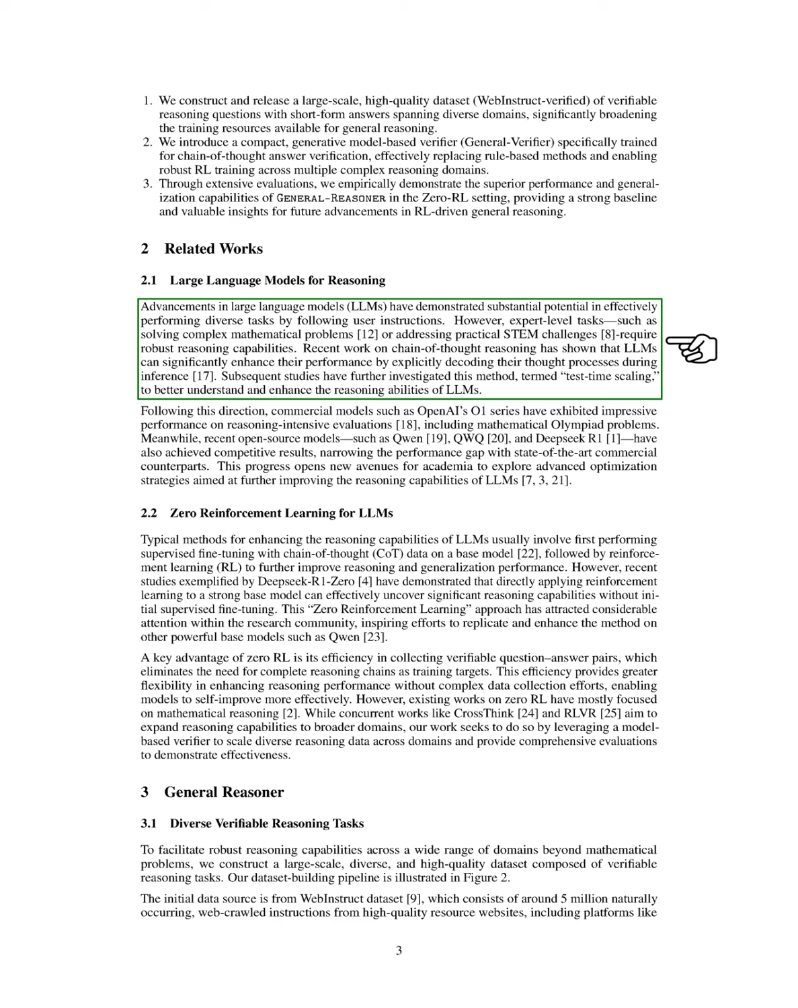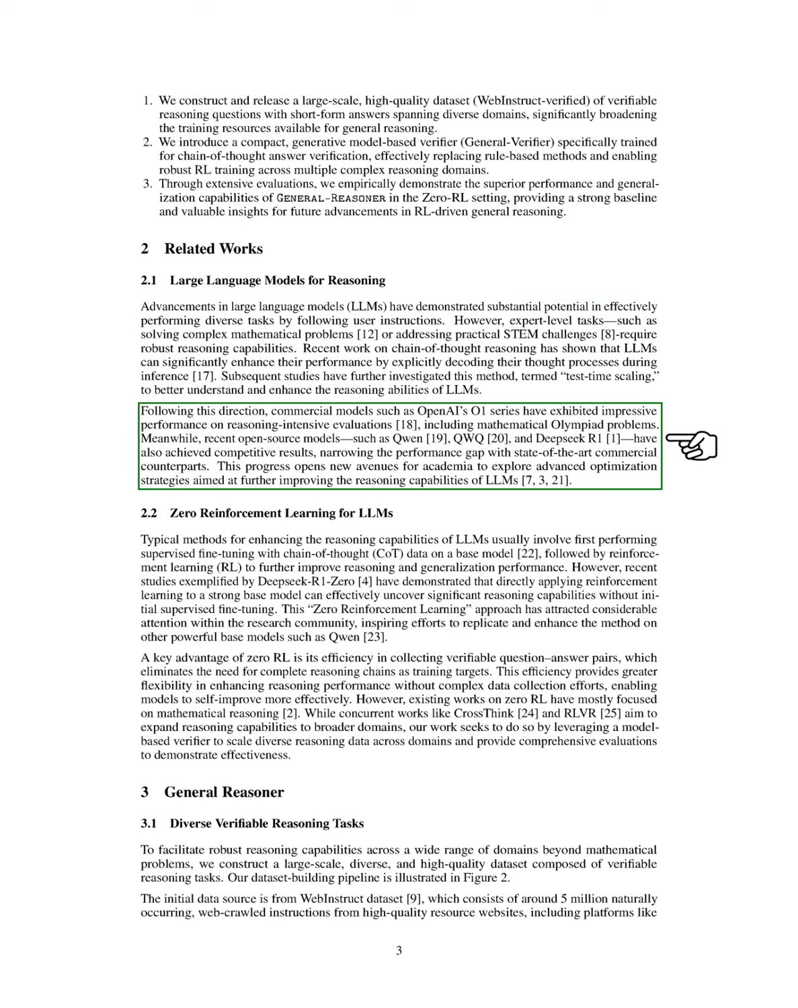Recent research on chain-of-thought reasoning has shown that LLMs can improve their performance by clearly outlining their thought processes during inference. Further studies have explored a method called test time scaling to enhance LLM reasoning abilities. Commercial models, such as OpenAI's O1 series, have shown impressive results in reasoning-heavy evaluations, including Math Olympiad problems. Additionally, open-source models like Qwen, QWQ, and DeepSeek R1 have also achieved competitive results, closing the gap with top commercial models. This progress encourages academic exploration of advanced strategies to further boost LLM reasoning capabilities.